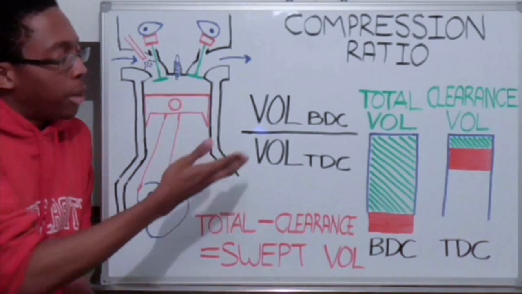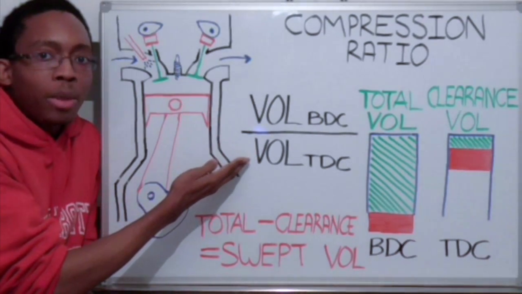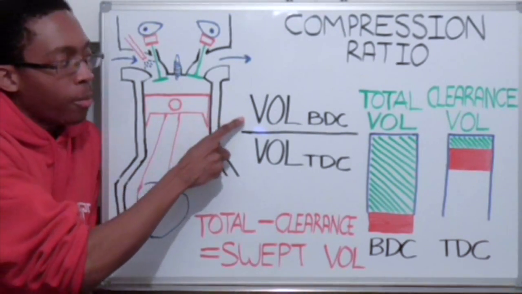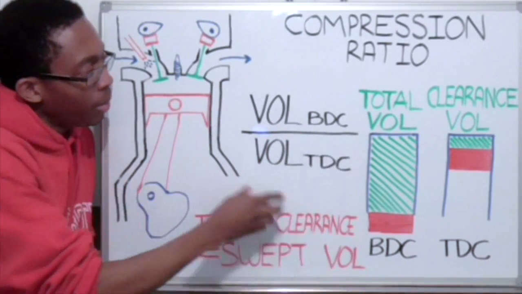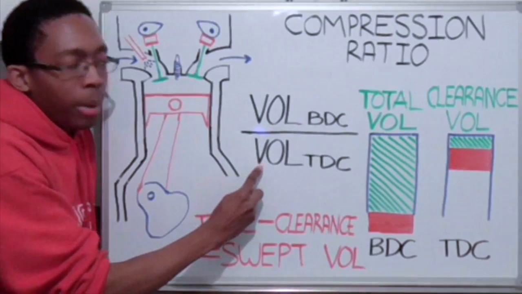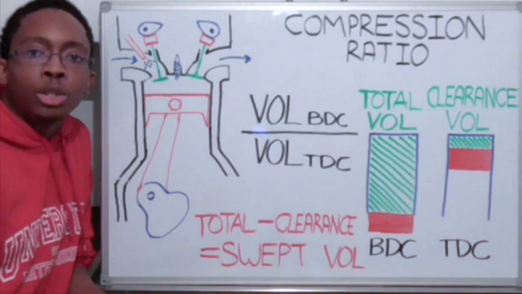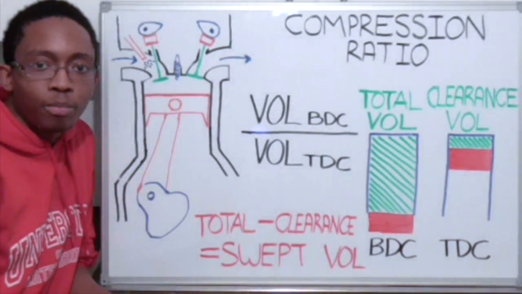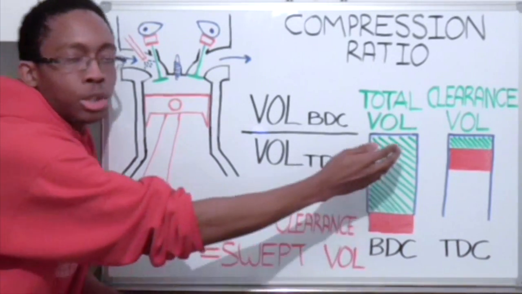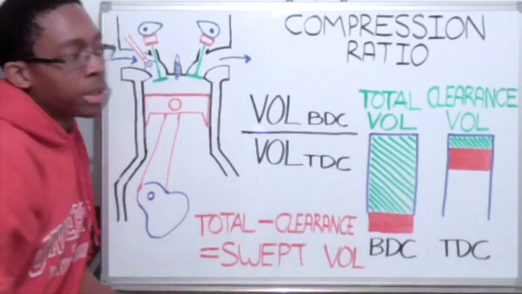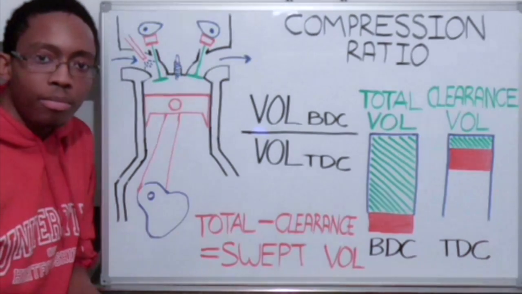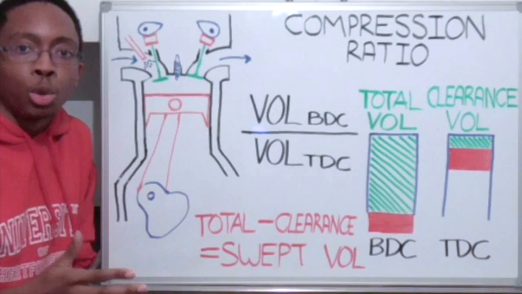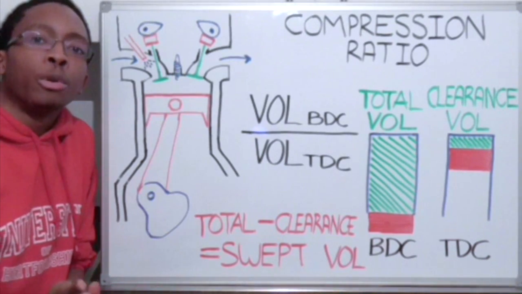The compression ratio is calculated with this formula here, where we take the volume when the piston is at bottom dead center and we divide that by the volume that we have when the piston is at top dead center. Now the volume when the piston is at top dead center has a specific name, and it is called the clearance volume. And it is a volume into which we compress our fuel and air mixture.